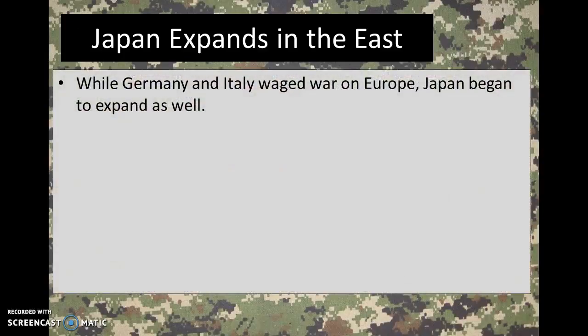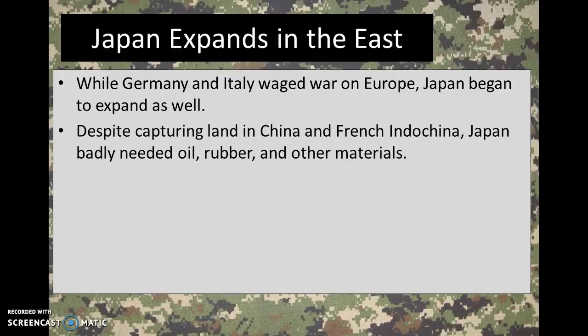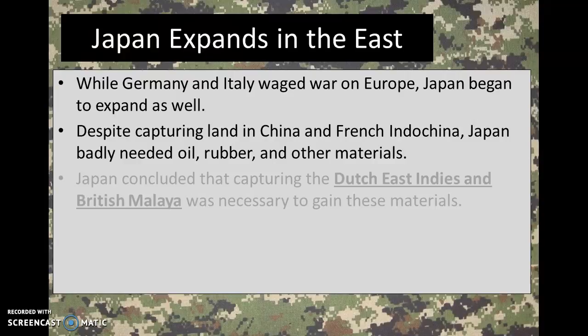And so while Germany and Italy were waging war in Europe and conquering all these different lands, Japan also began to expand in Asia. So Japan, as we talked about in the first video, had captured land in Manchuria, in northern China, and in French Indochina. Japan badly needed certain resources like oil and rubber and other materials, resources that they didn't have the ability to produce or harvest or grow in their own countries.